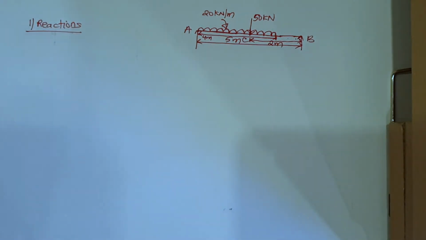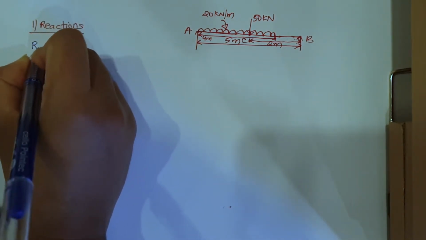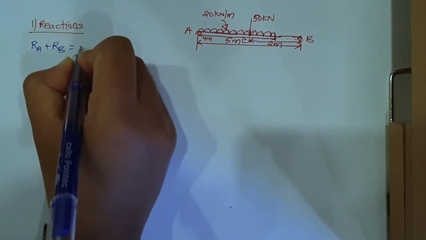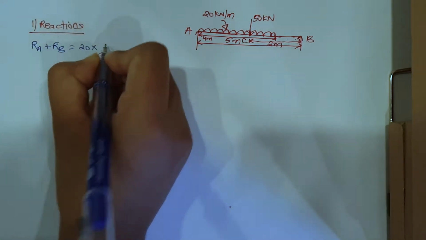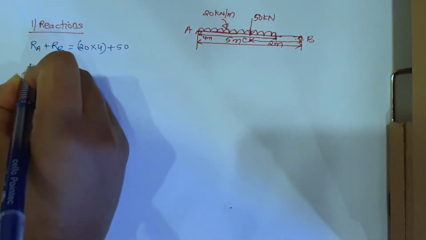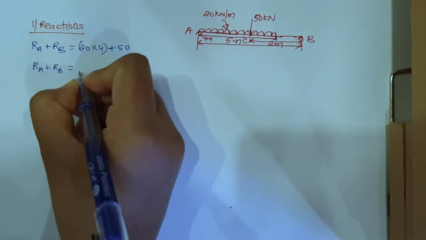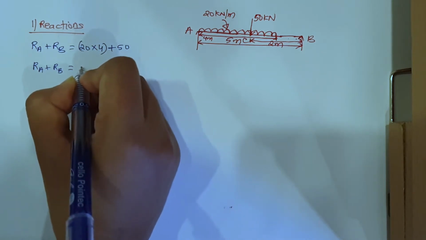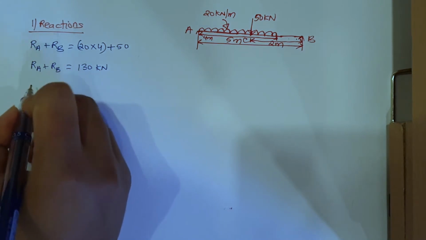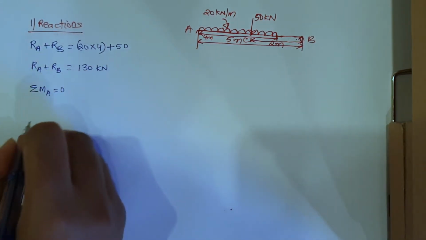Reactions. So RA plus RB equals the total load on the beam, which is 20 into 4 for the UDL plus the point load. This will be coming equal to RA plus RB equals 130 kN.